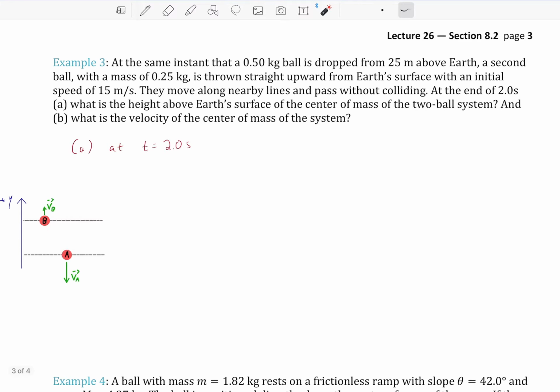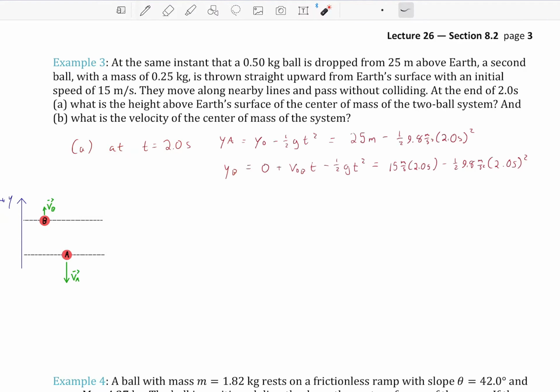In fact, let's go ahead and do that. So at 2 seconds, we'll just plug it in. And notice all the mention of Earth. That's just to tell us that gravity is g, and we have no concerns there. It's a constant value, just 9.8 meters per second squared.